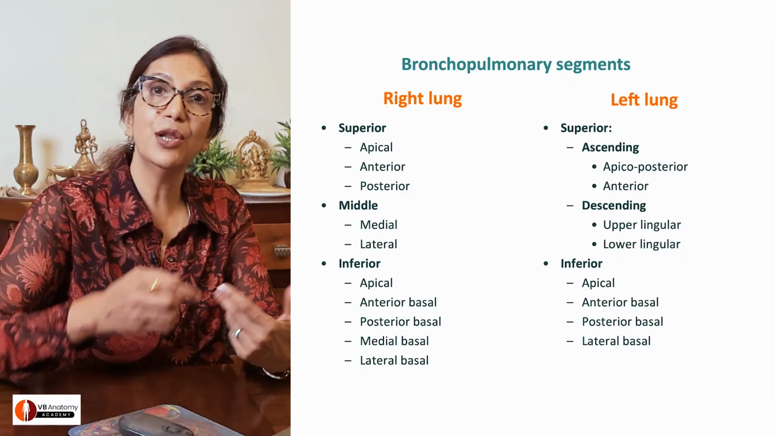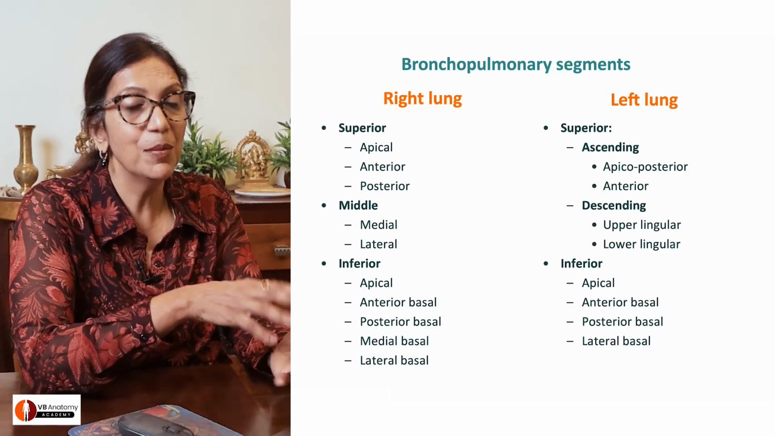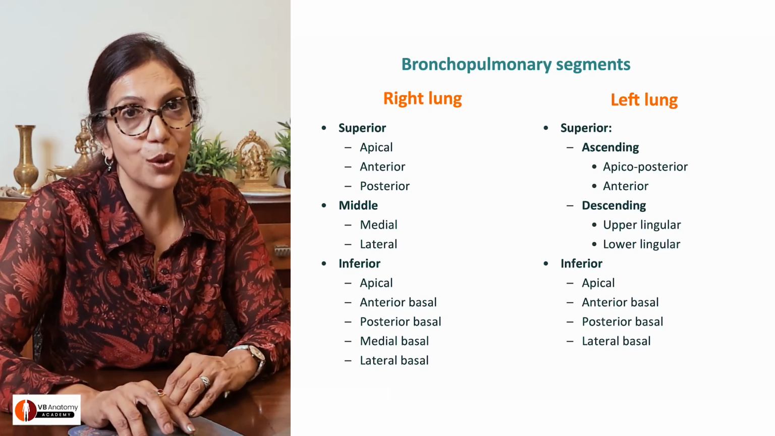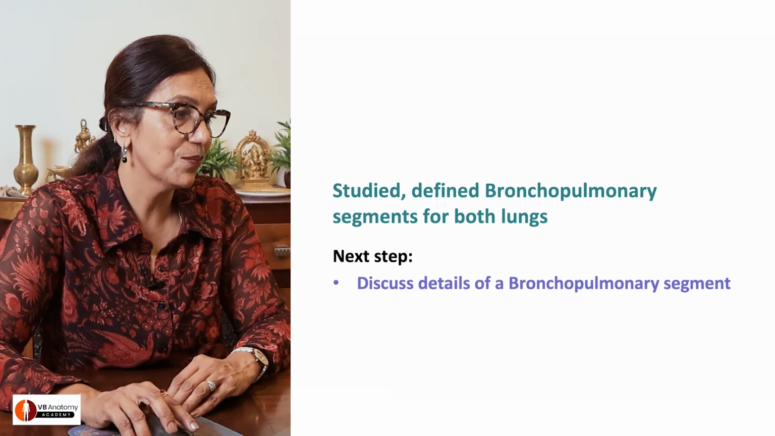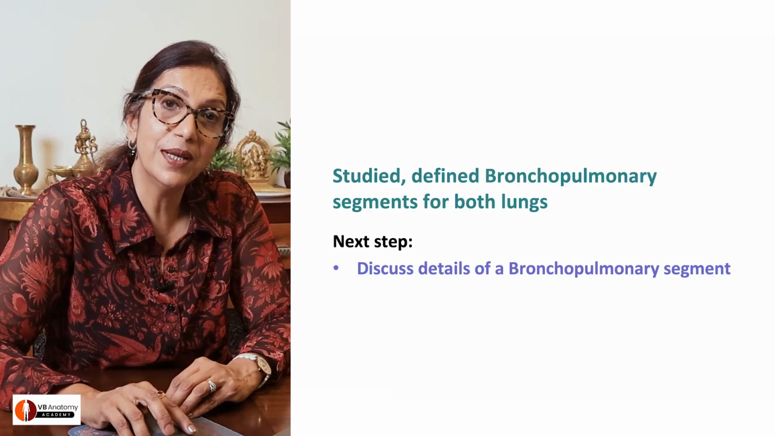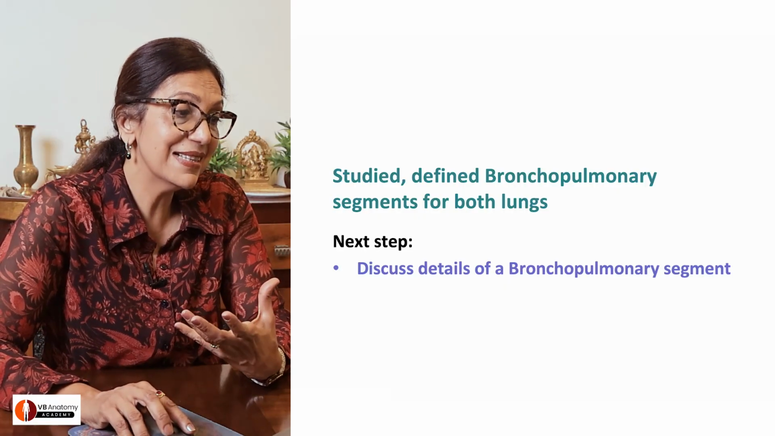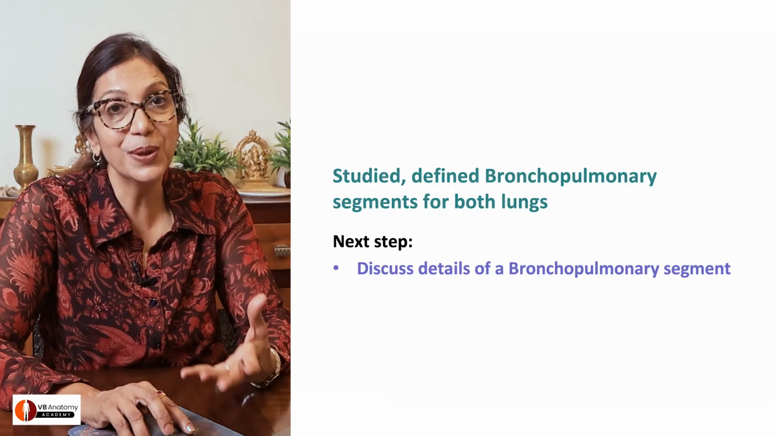Dear students, there's a lot of variation. Some books themselves give 10 on both the sides because there's a lot of variations in bronchopulmonary segments. We have studied and defined the bronchopulmonary segment of both the lungs. What is left to be done? It's important to discuss the bronchopulmonary segment as a unit.